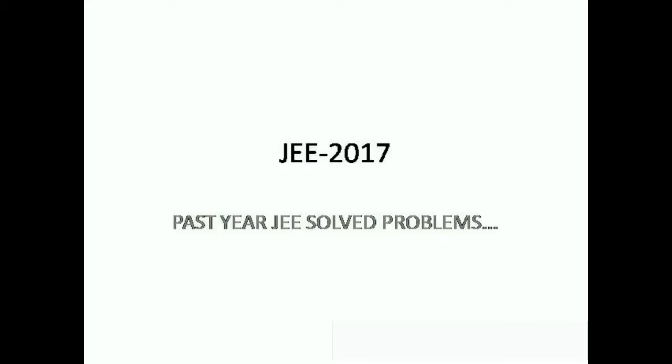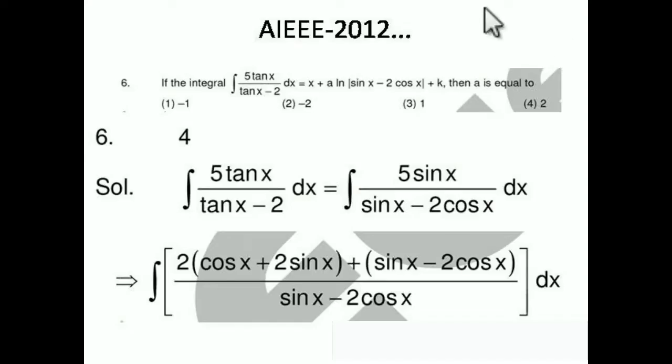Okay, so let's see this question. This question was asked in AIEEE 2012. If the integral of 5 tan x upon tan x minus 2 dx is equal to x plus a ln mod of sin x minus 2 cos x plus k, then a is equal to what? Okay, so this is the question. Let's solve this. This is a very basic integration question. I will solve this so you get the idea how we are going to solve it.